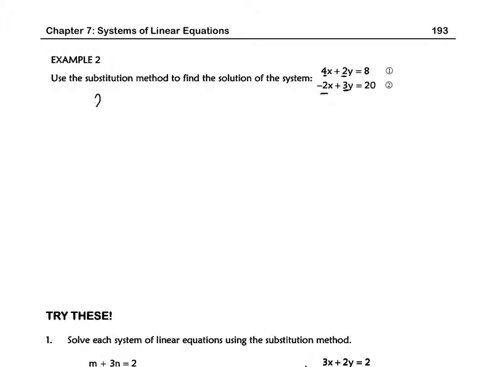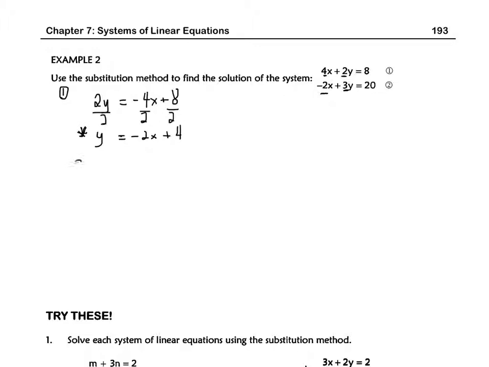So 2y equals, and we bring the 4x over to the other side, negative 4x plus 8. That would be our first equation being rewritten. And then we're going to divide everything by 2. So that gives you y equals negative 2x plus 4. So we have our star equation.